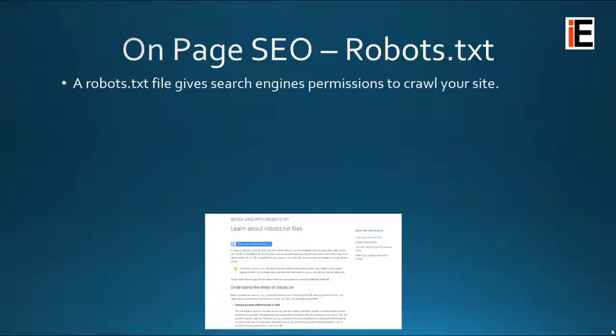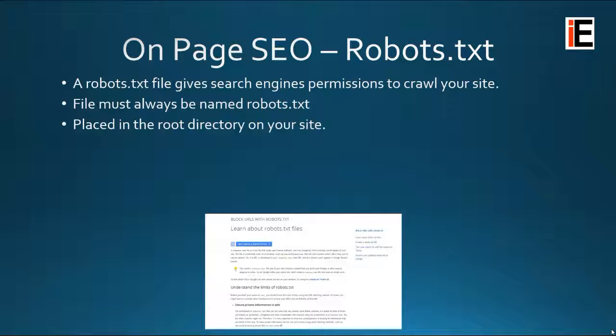Another on-page SEO factor is using the robots.txt file. A robots.txt file gives the search engines permissions to crawl your website. So give whatever search engine the permission to crawl your website. The file must always be named robots.txt, and it must be uploaded into your website's folder. It's placed in the root directory on your site. So if you're into the FTP, like you're the one uploading your files, then you could actually go through this method. It's used for protecting membership content.